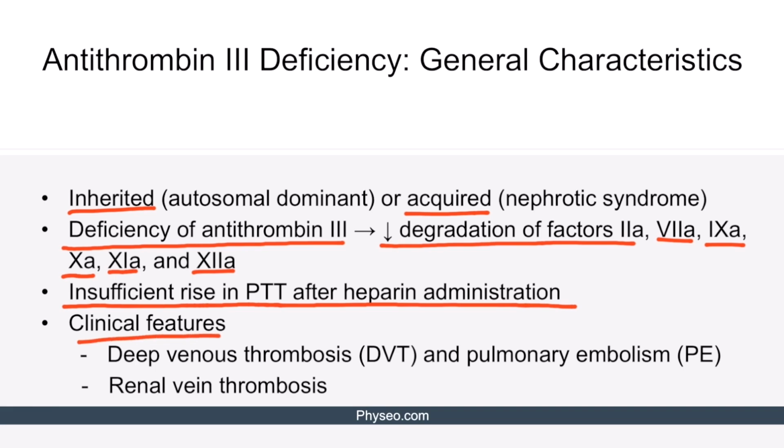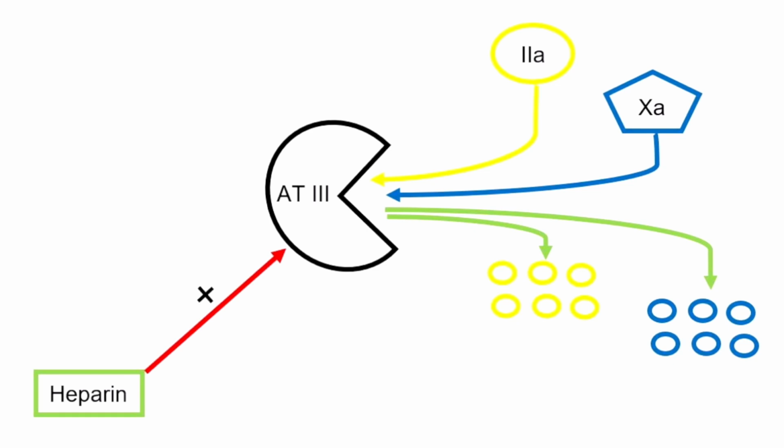Clinical features of antithrombin III deficiency include thrombotic conditions like deep venous thrombosis, pulmonary embolism, and renal vein thrombosis, and so on. Here you see the illustration showing how heparin and antithrombin III work. Heparin stimulates antithrombin III in a way that it preferably degrades factors 2A and 10A. Degradation of these factors results in elevation of PTT. If the patient has antithrombin III deficiency, then heparin will no longer be able to sufficiently activate the enzyme. Therefore, PTT will not rise to the expected level.